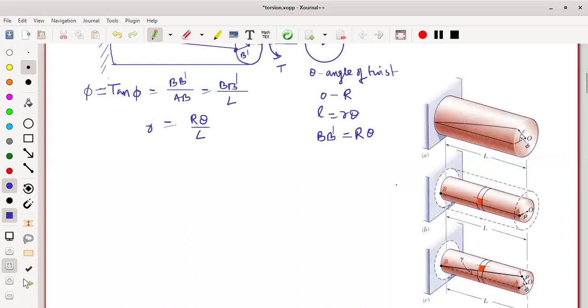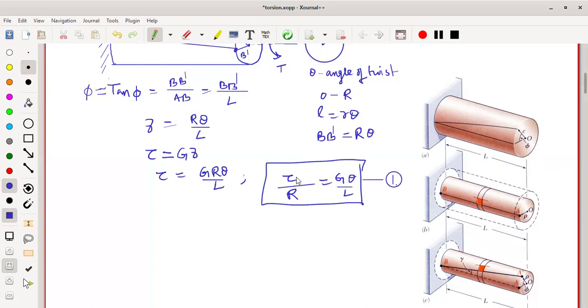So finally you could represent the shear strain. Shear strain is equal to r theta over L. So we consider one assumption, that it follows Hooke's law. That's why tau is proportional to shear strain, so tau is equal to G into shear strain. Same thing you can substitute, so tau is equal to G into r theta over L. Therefore finally we got tau divided by r is equal to G theta over L. It is the first relation we had got.